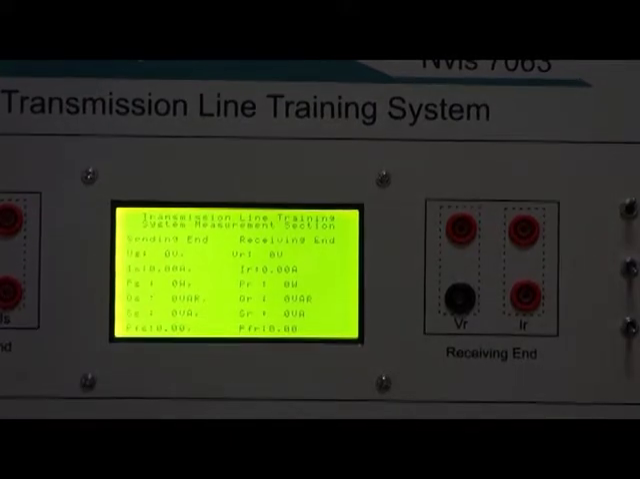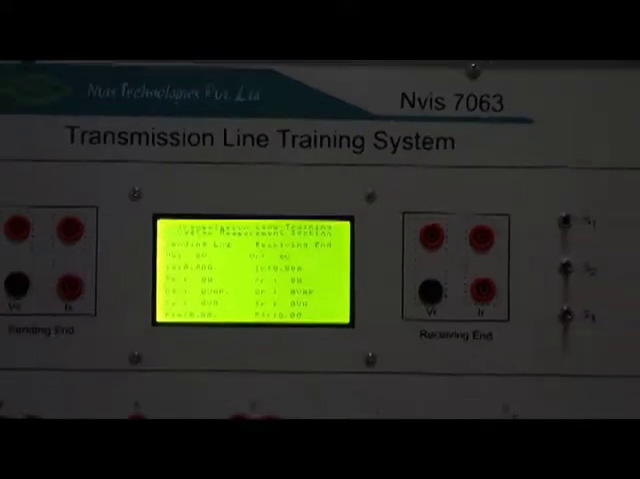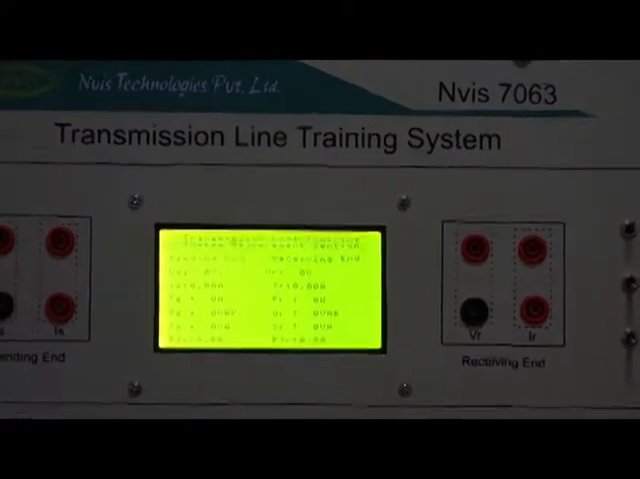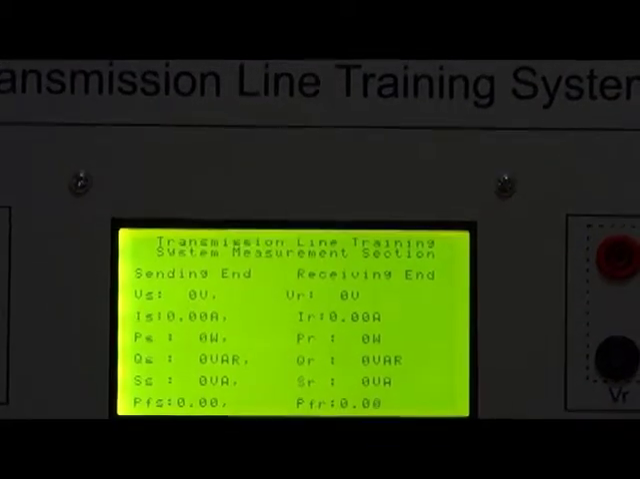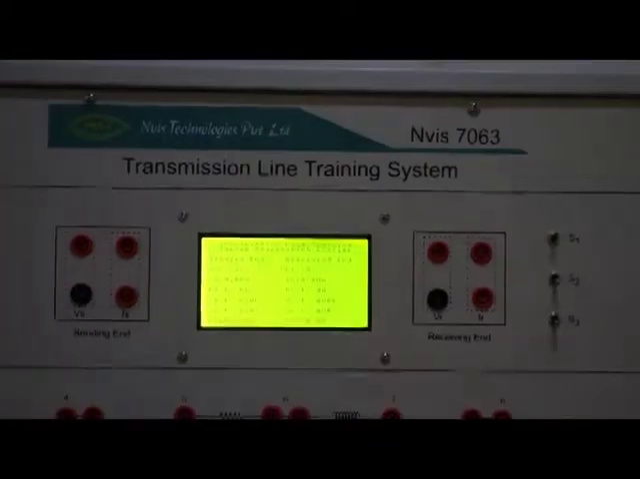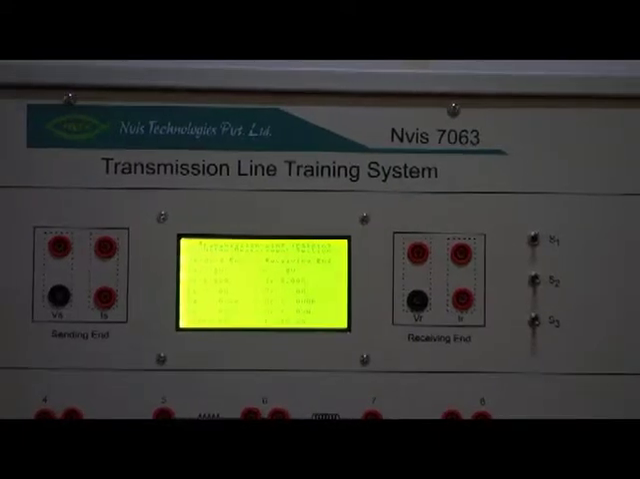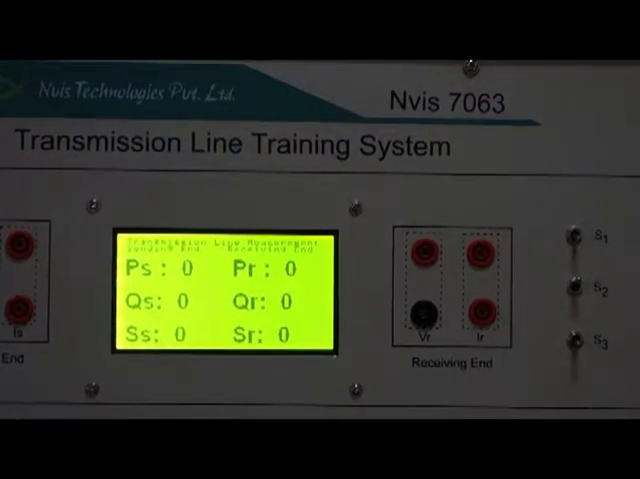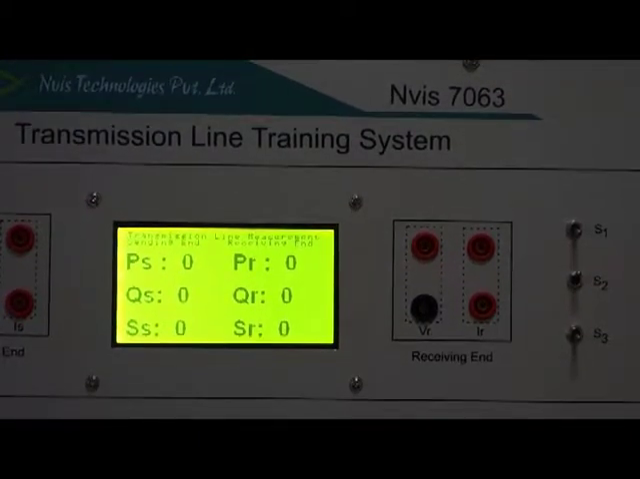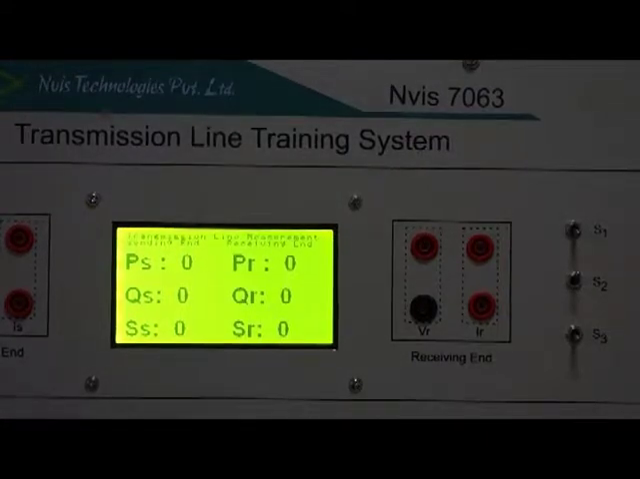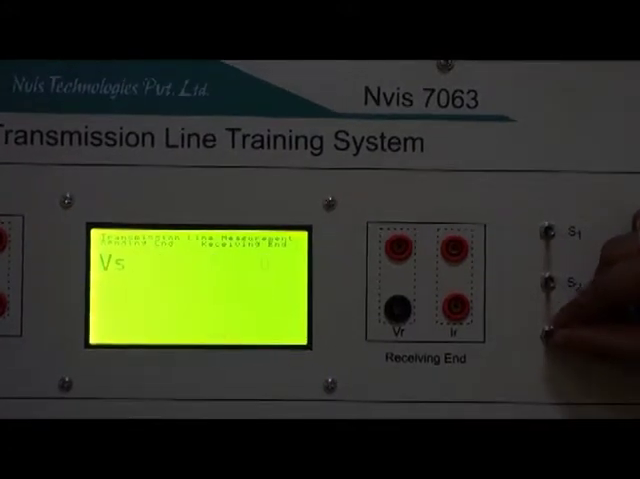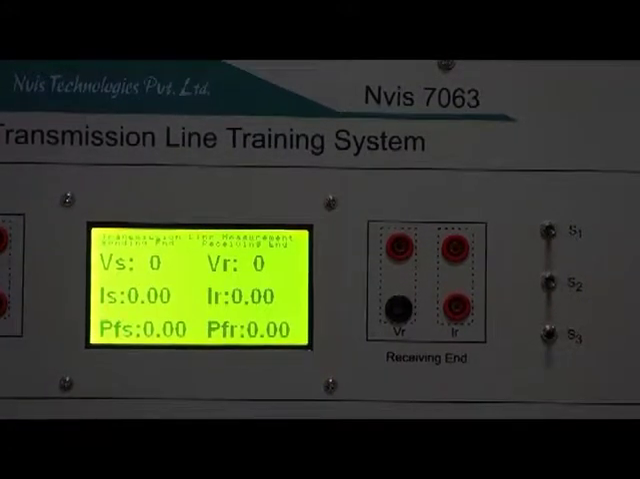Switch 1, that is S1, we can get sending end and receiving end voltage, current, active, reactive, apparent power and power factor. S2 switch, we can get the sending end and receiving end active, reactive, apparent power and power factor. S3 switch, we can get the sending and receiving end voltage, current, power factor simultaneously.